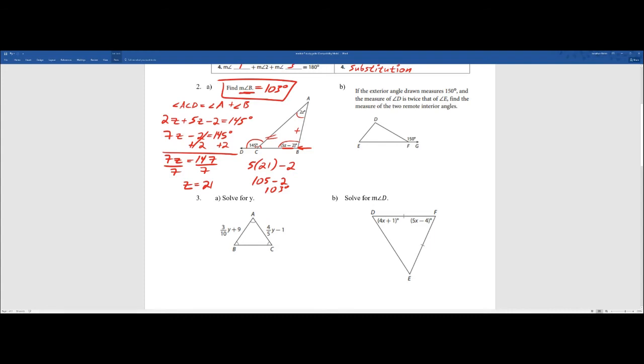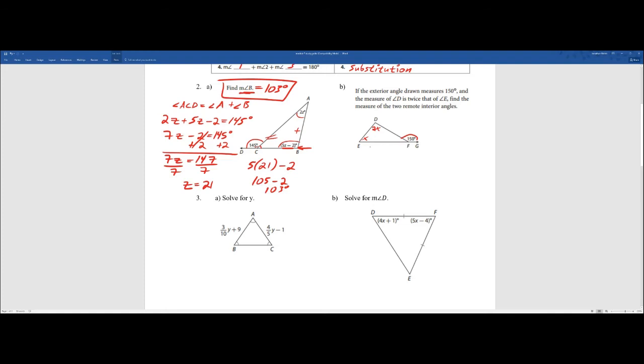All right, so in part B, the exterior angle drawn measures 150 degrees. Again, they're talking about angle DFG, which is 150, and the measure of angle D is twice that of E, which we don't know, so I'm going to represent it as x. Angle D is twice that, so 2 times x. Now we have to find the measure of the 2 remote interior angles.